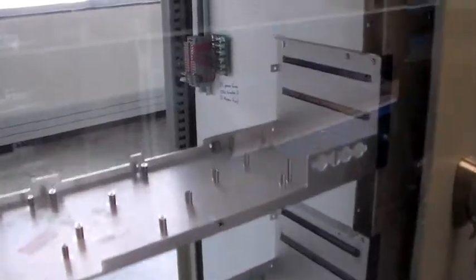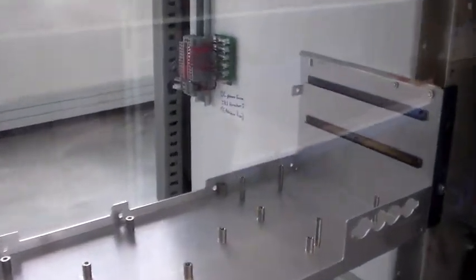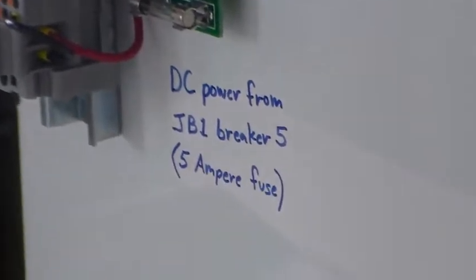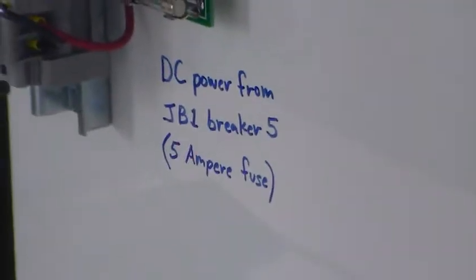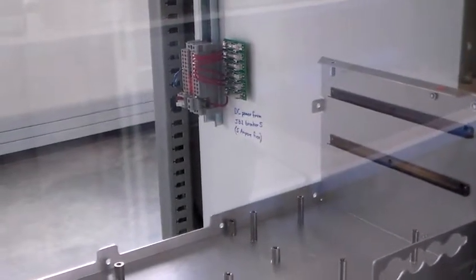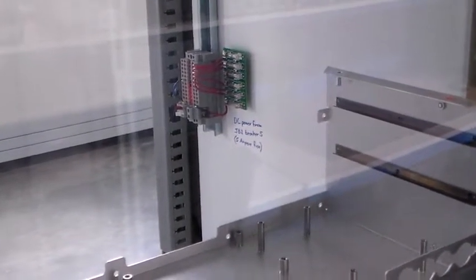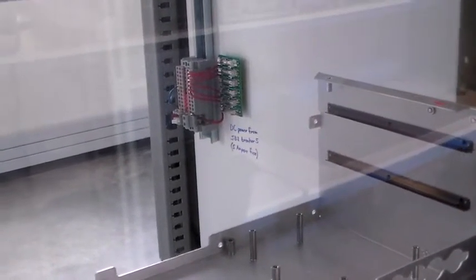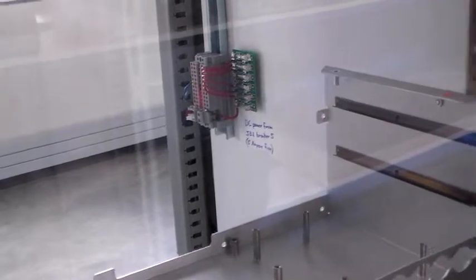you'll notice inside this cabinet, this would be the West cabinet, we have a label written by our power distribution terminal block saying DC power from JB1 breaker 5. So JB1 is junction box number 1 in our solar power grid, or you can think of that as being substation number 1. And inside that junction box or substation, breaker number 5 supplies DC power to this cabinet.